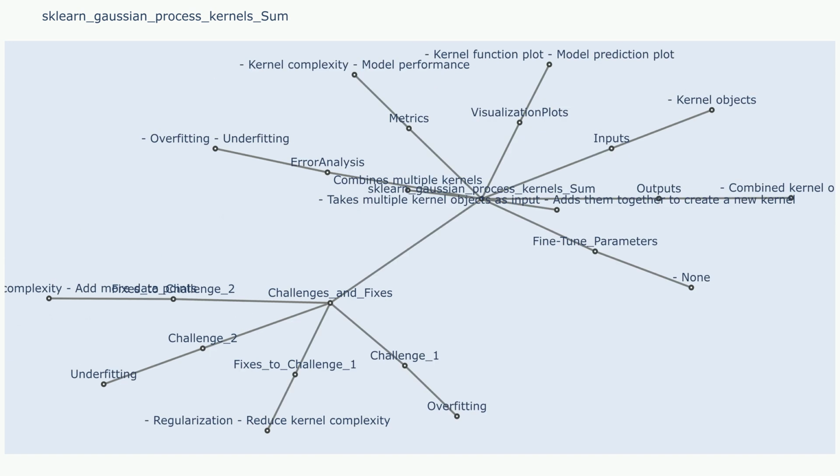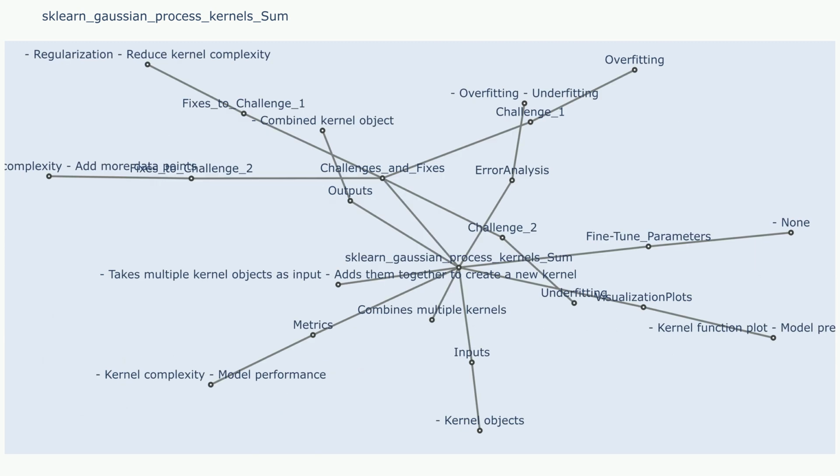Challenges and fixes. Challenge 1. Overfitting. The sum kernel, when used with too many kernels or inappropriate parameter settings, can overfit the training data, resulting in poor generalization to new data. Sample use case that resulted in challenge 1. Adding multiple kernels to model a complex dataset without careful consideration of the underlying data structure can lead to overfitting.